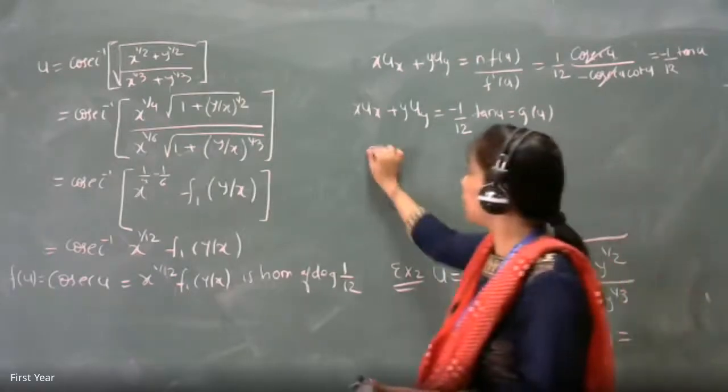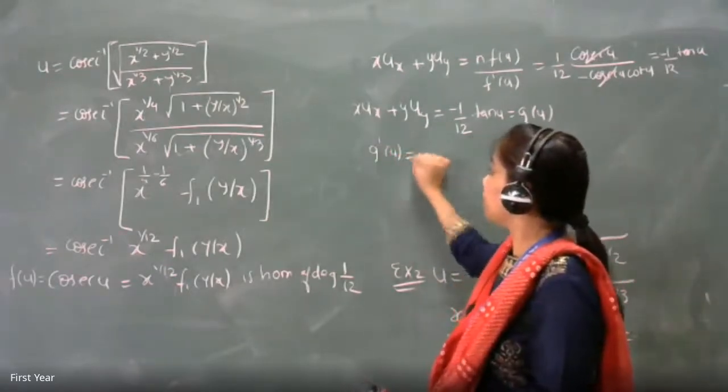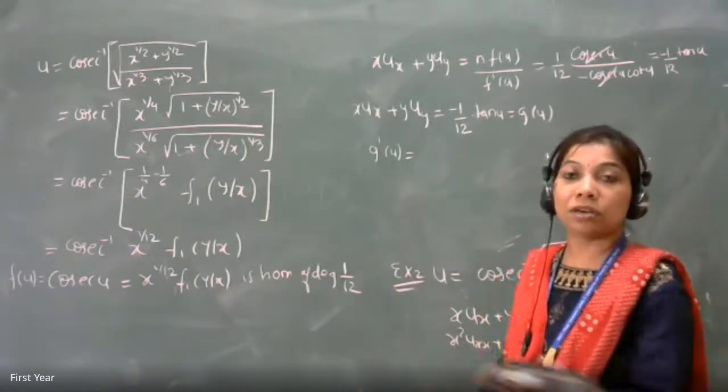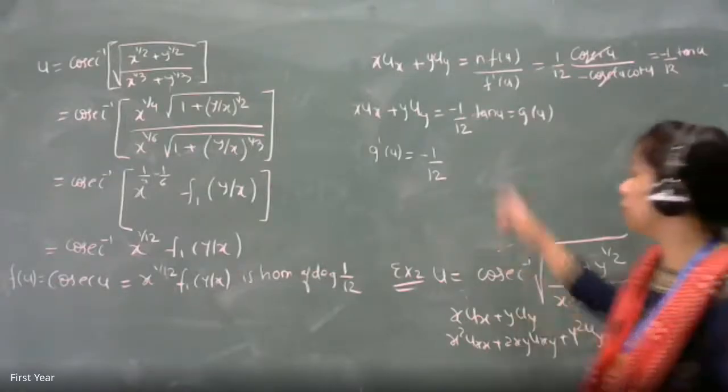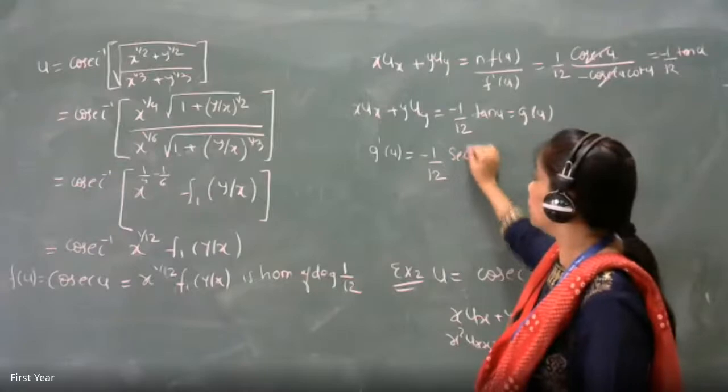So what will be g dash of u? Tell me. You can put it in the chat box also. What will be g dash of u? Minus 1 by 12 secant square u. Minus 1 by 12 is a constant. It will remain as it is. Derivative of tan u is secant square u. That is your answer.